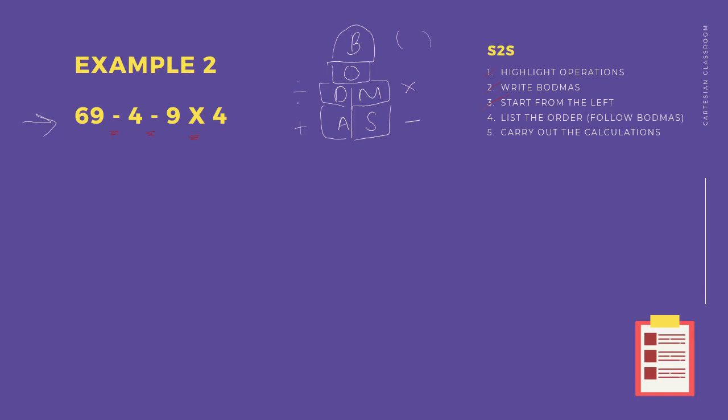Step 4, list the order or follow BODMAS. So order. Now, what other operation can you see here? We have minus, minus, and times. So times, again, times is above minus. So you need to do times first. When you need to do times first, you need to put a bracket around the times so you know that you are going to do times first. So first thing first, what we're going to do is times.